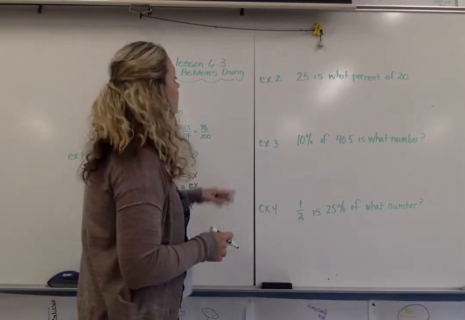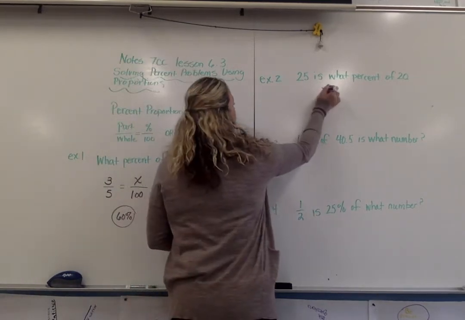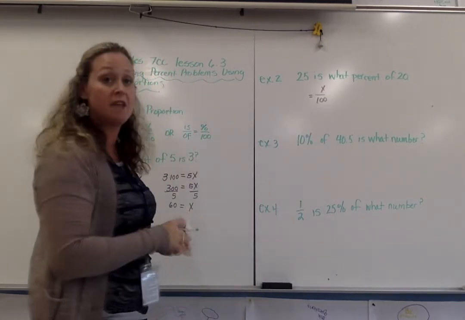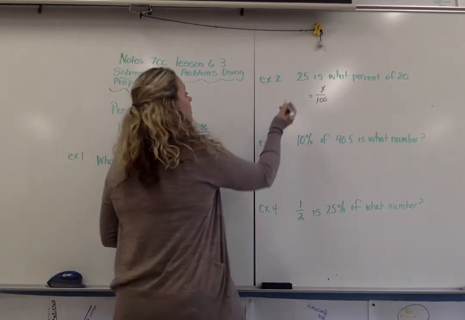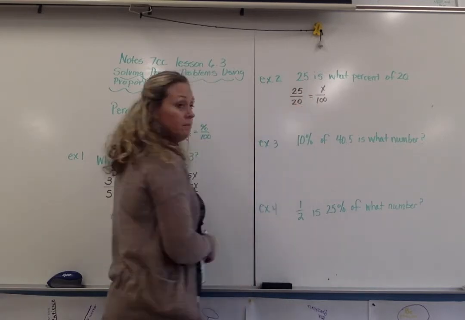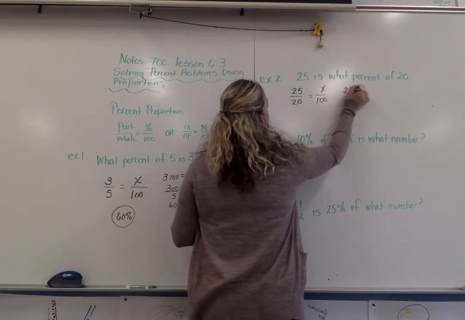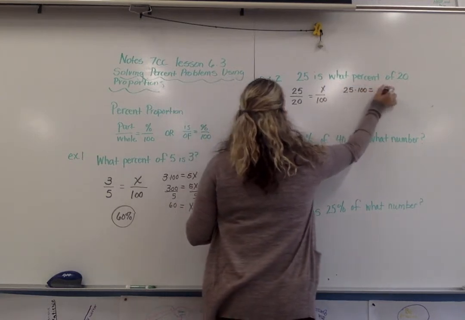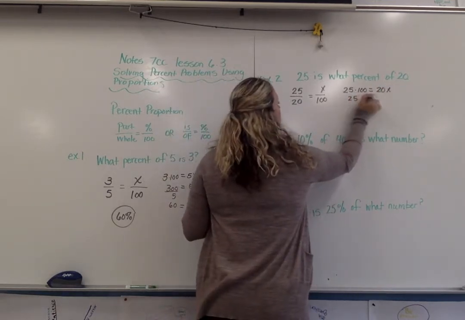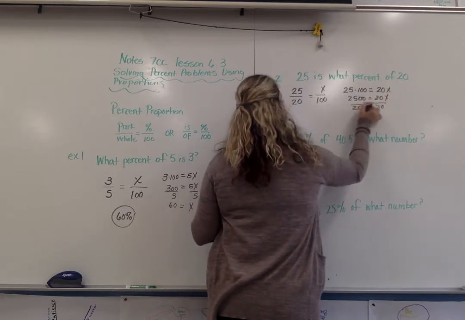Let's look at example 2. 25 is what percent of 20? Again, I'm looking for the percent, so I know it's x over 100. In this case, it says 25 is what percent out of 20? The part is the 25, and it's out of 20, the total. I then set up an equation because 25 times 100 has to equal the same amount as 20 times x. I solve this equation. 2500 equals 20x. I divide both sides by 20.